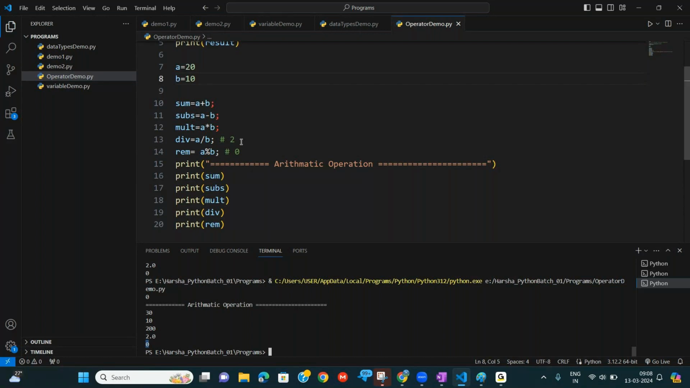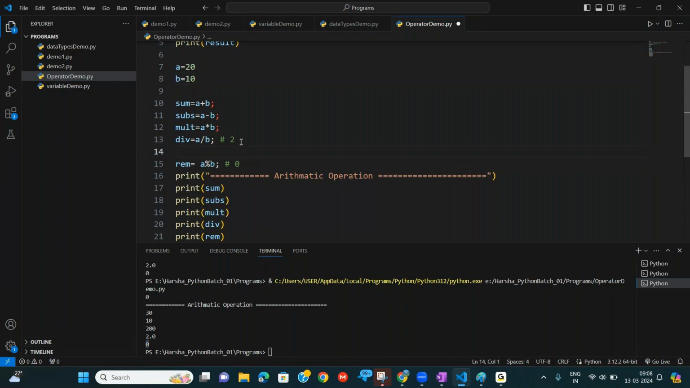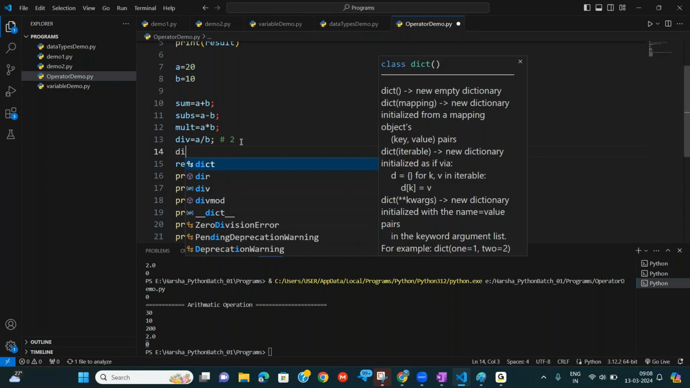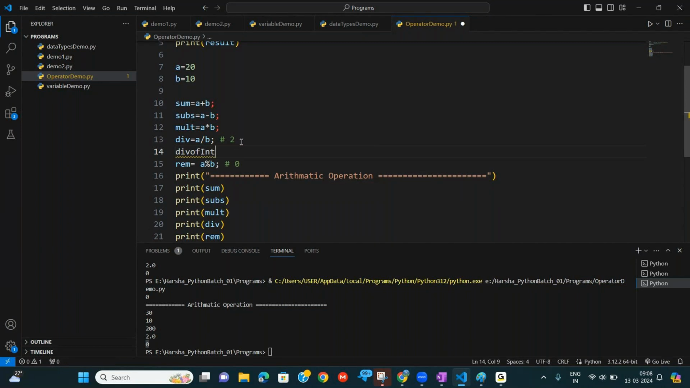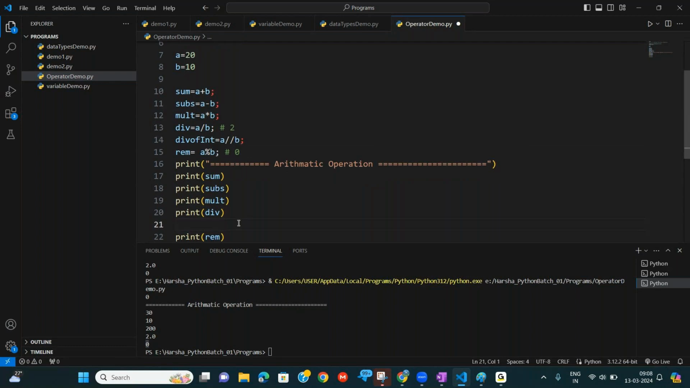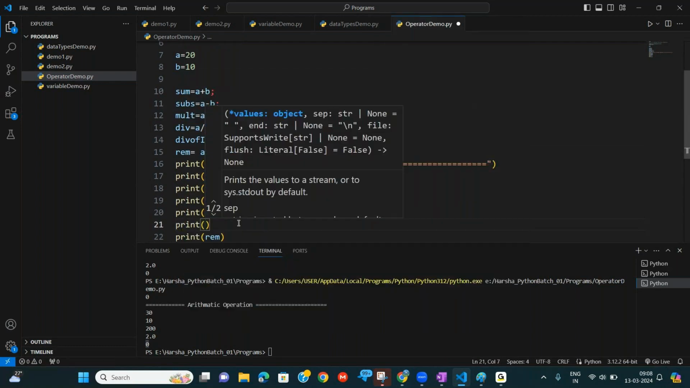So for that, I have to write another thing: instead of the single division, you have to write integer division. Let's say I'm writing div int, division of integer. For that you have to write a double slash. So if you try to print this, you will get integer type data.